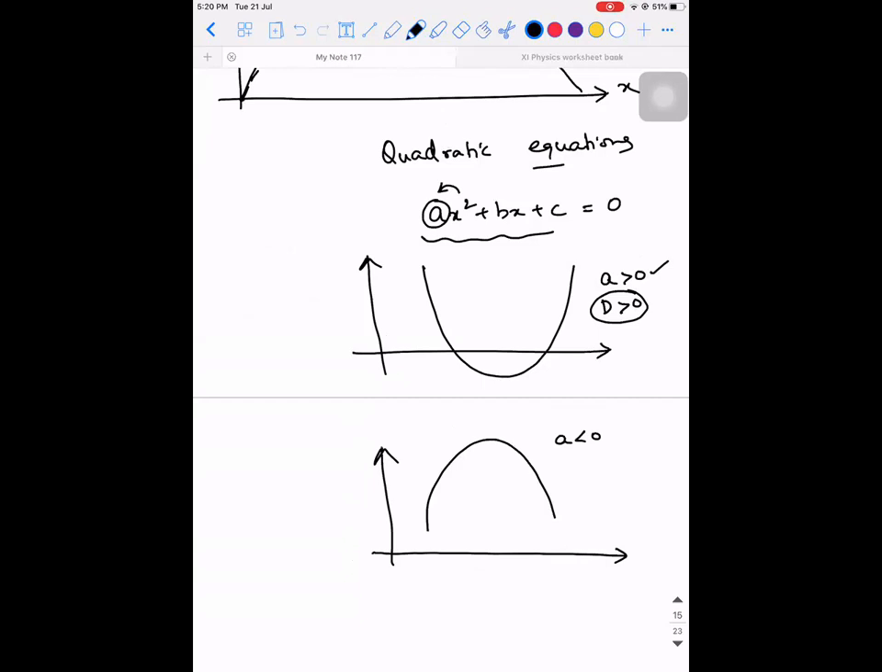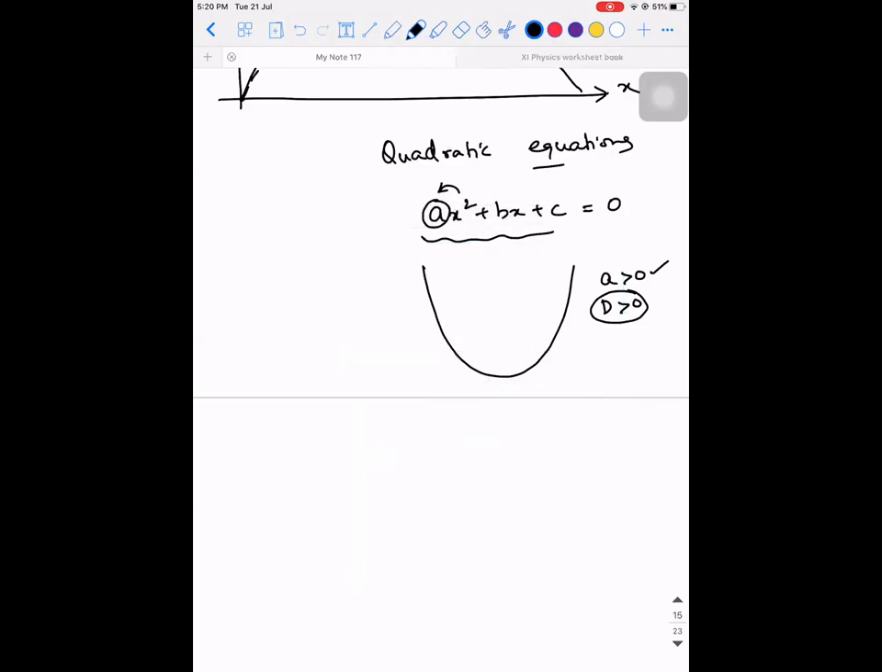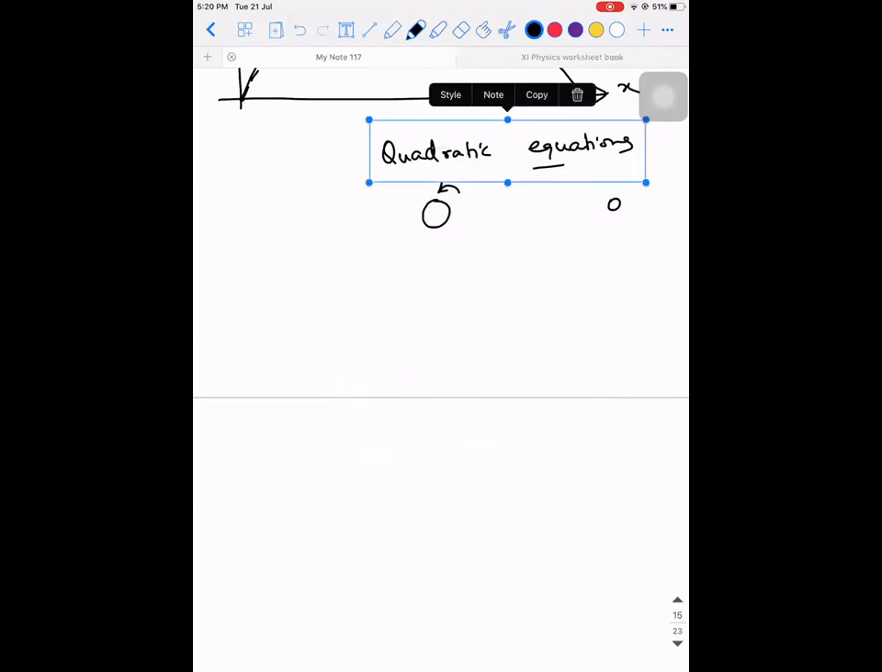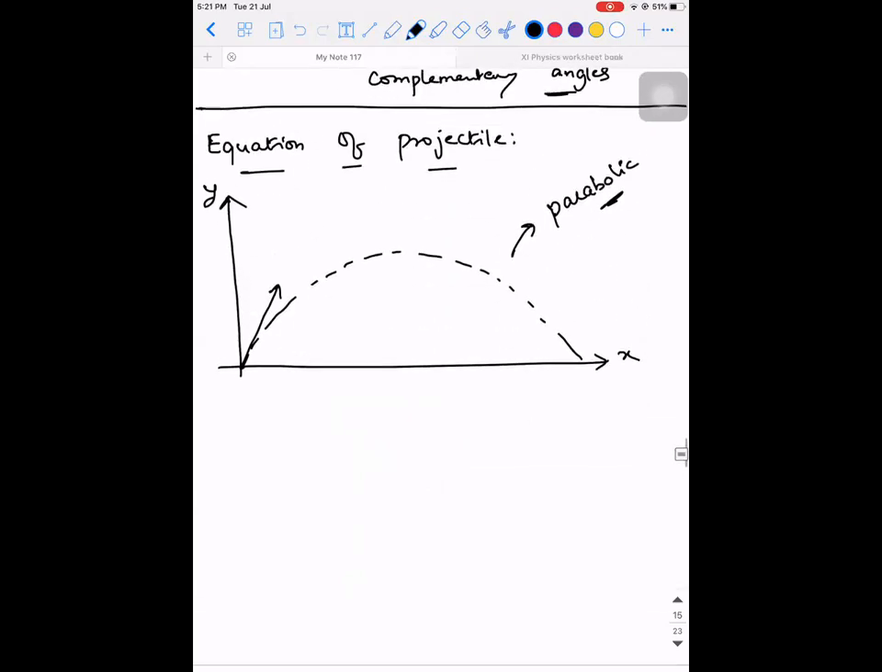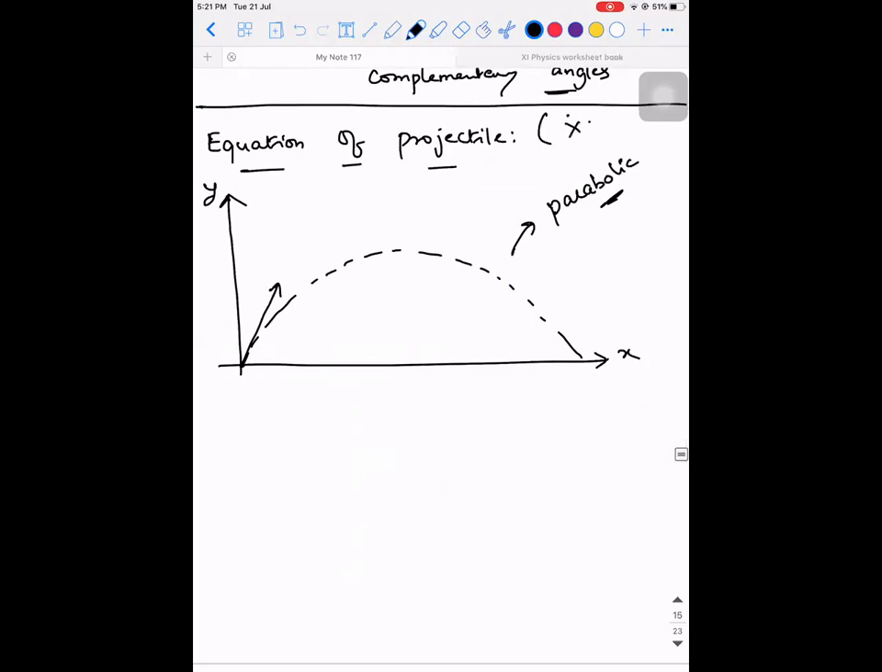Is it clear to this step? Is it clear or not? Yes, sir. Okay. So what I'm going to do is, I'm going to derive the equation of the path followed by the projectile. So that's what is called the equation of projectile, and this is also a very, very important point.